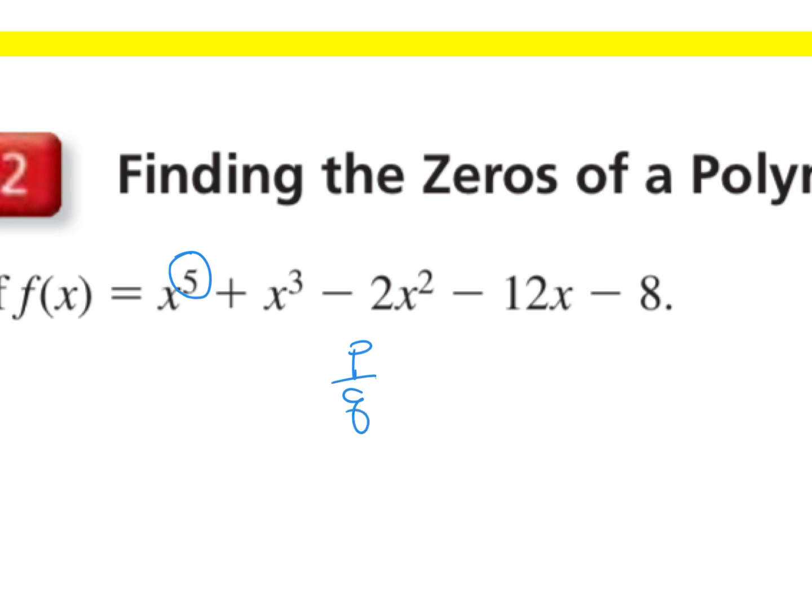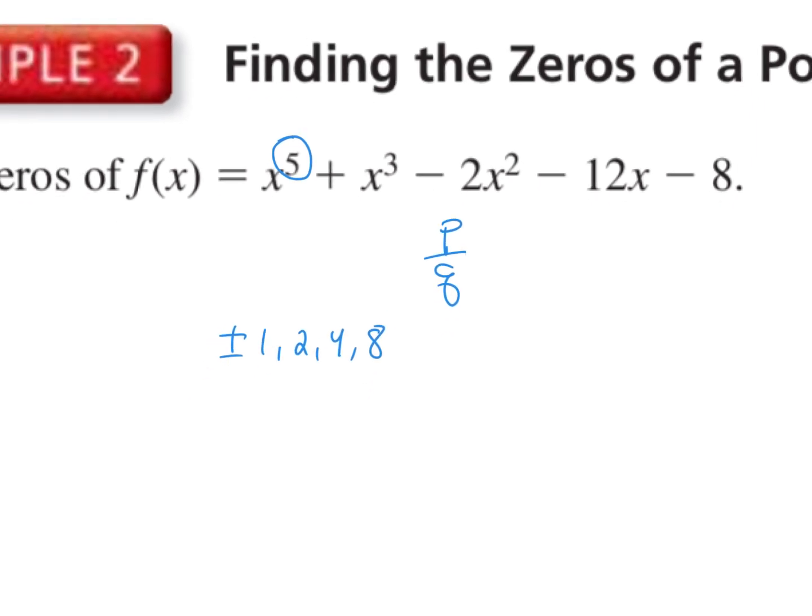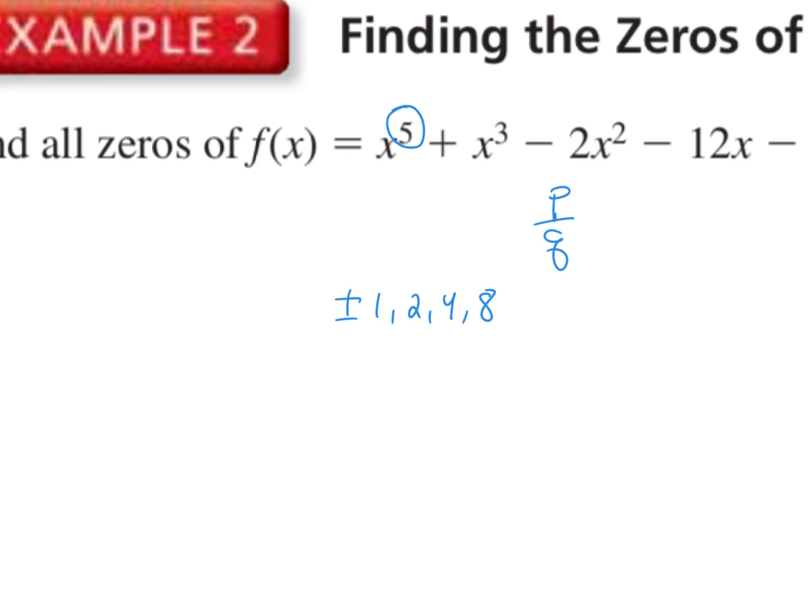That's the factors of the last number, plus or minus. So what are the factors of 8? 1, 2, 4, and 8, correct? And then what do we do with those? How do we discover the first zero? What do we have to do with P over Q? Synthetic division. Good. I'm going to start with 1.